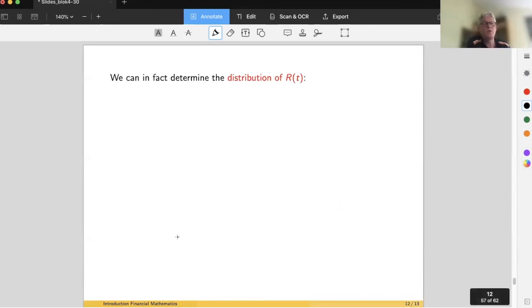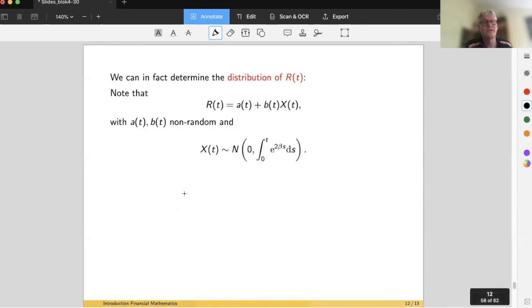Now, in fact, we know we can determine the distribution of R. So we know a lot about these processes. If we make it a little bit more abstract, we can see R as some time-dependent function, we call it little a, plus b(t), another time-dependent function, times X, with a and b non-random. So these are deterministic functions only depending on time, and X being a normal distribution with mean 0 and the variance, the integral from 0 to t of e to the power 2 beta s ds.